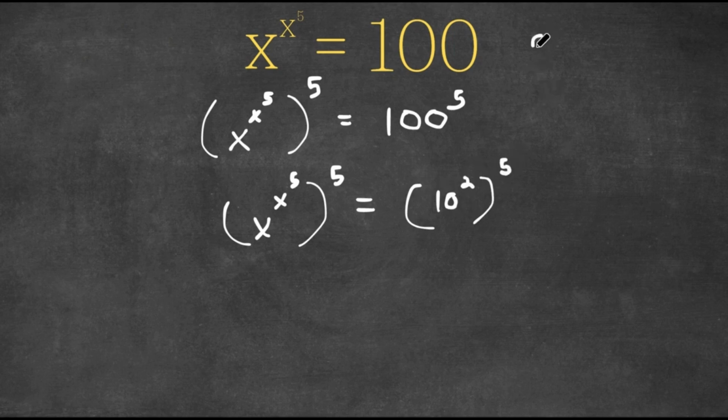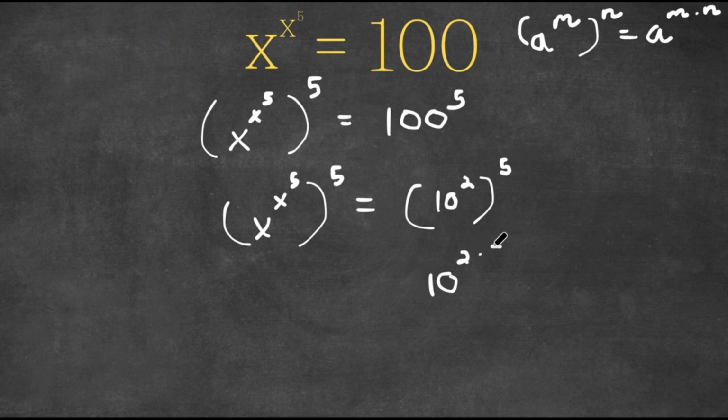Now, if I have something in the form a to the power of m to the power of n, this is equal to a to the power of m times n. So 10 to the power of 2 to the power of 5, this is going to equal 10 to the power of 2 times 5. And 2 times 5 is simply 10, so this would equal 10 to the power of 10.